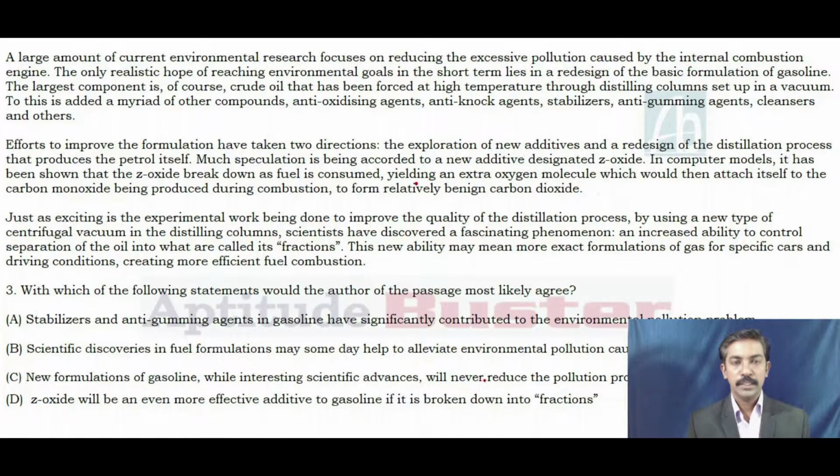Third question of the passage. With which of the following statements would the author of the passage most likely agree? The question structure itself explains that for all the 4 options, you would not get a direct clue. You have to get it from your understanding, because the question says would the author most likely agree, which means the ideas presented in these four options are implicit. They are not directly stated.